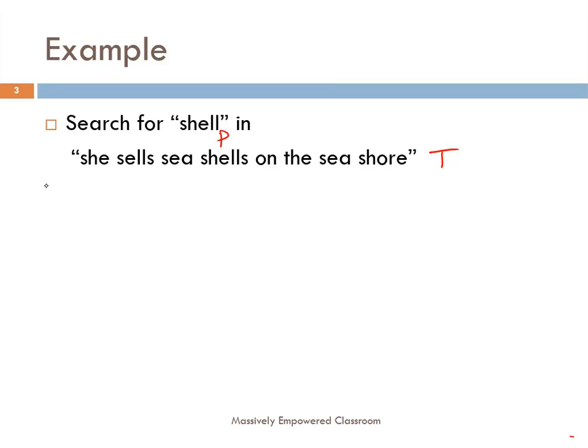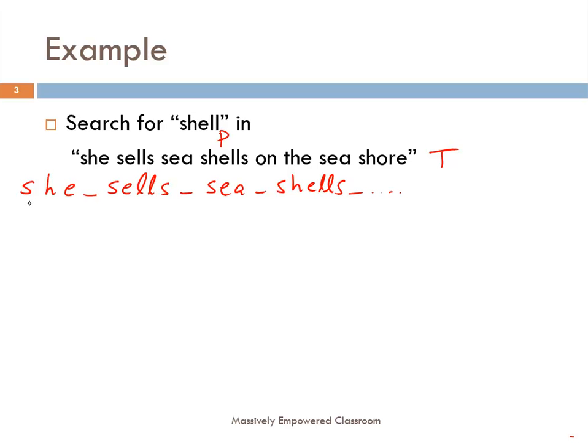So let me write the characters in this given text. There is "she" and a space, "sells", "sea", "shells". I will not write the rest of it because we know that at this point we are going to find a match for "shell". Now how do we begin?